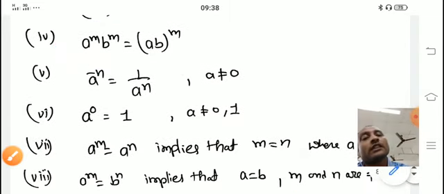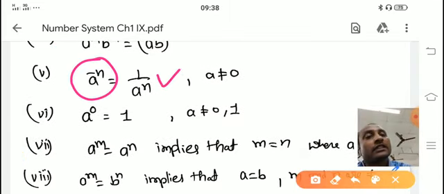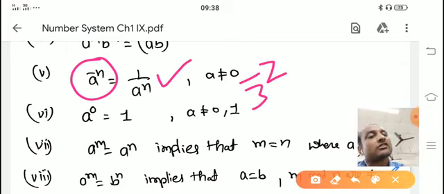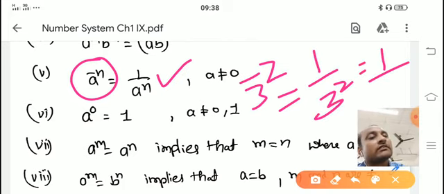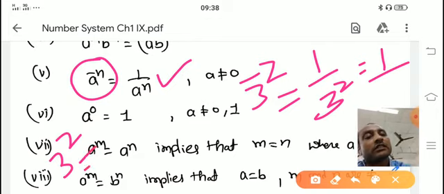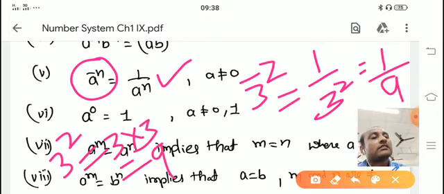And one more, a power minus n means 1 by a power n. The denominator you can write as reciprocal, a power minus n is equal to 1 by a power n. For example, 3 power minus 2 value is 1 by 3 square. What is 3 square value? 3 square is 3 into 3, which is 9. So 1 by 9, okay.